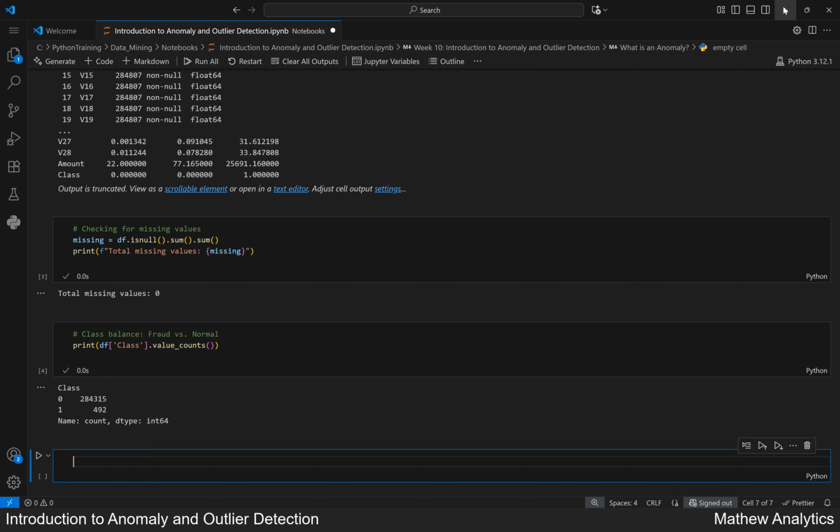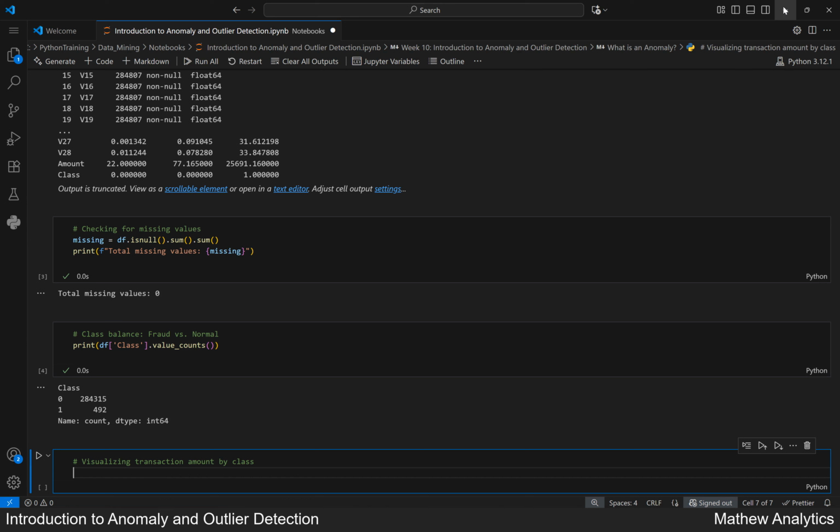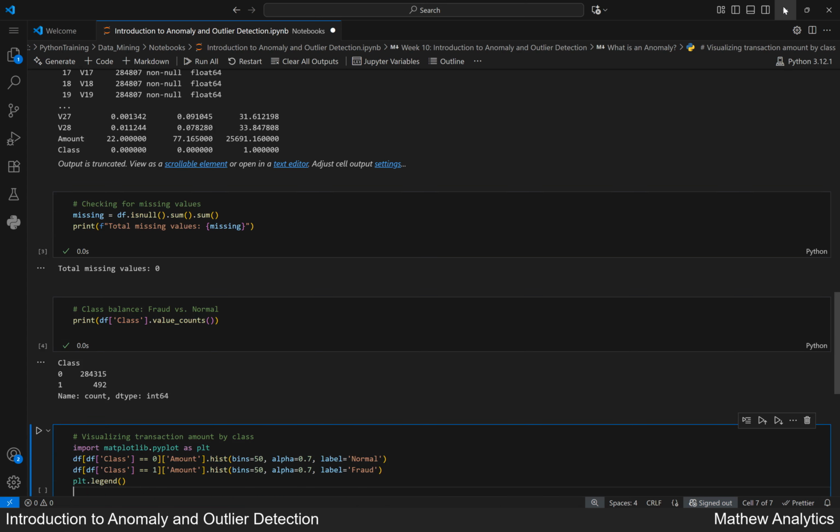Let us compare the amounts for normal and fraudulent transactions visually. We add a comment describing the purpose of the visualization. We import Matplotlib's pyplot module to create plots. We create a histogram of transaction amounts for normal transactions, class 0. We create a histogram of transaction amounts for fraudulent transactions, class 1, on the same plot. We add a legend to distinguish between normal and fraud transaction distributions.